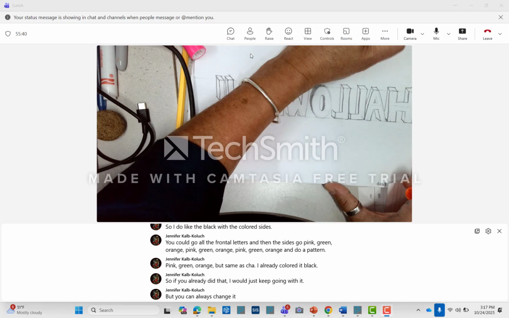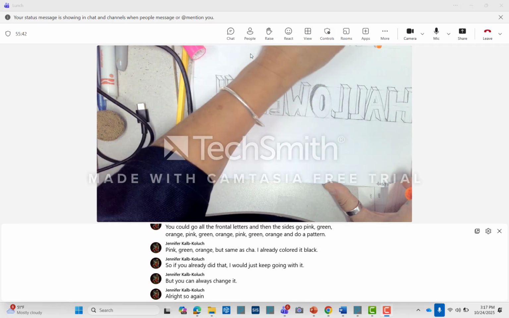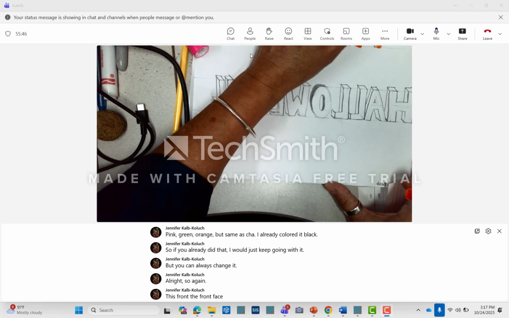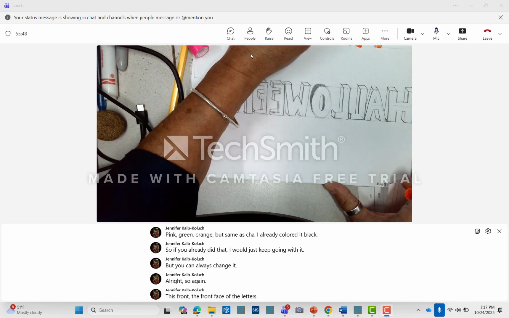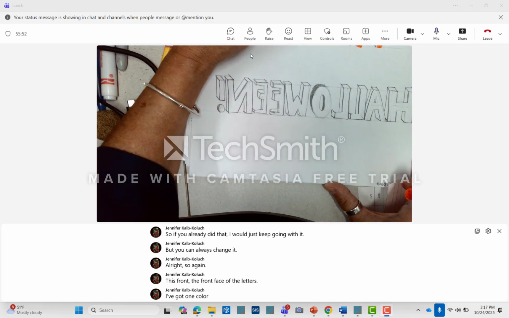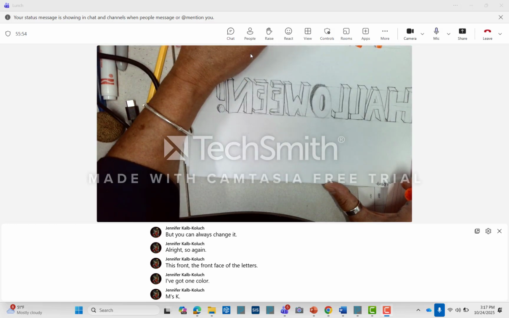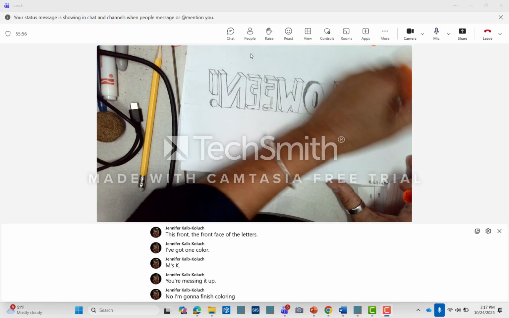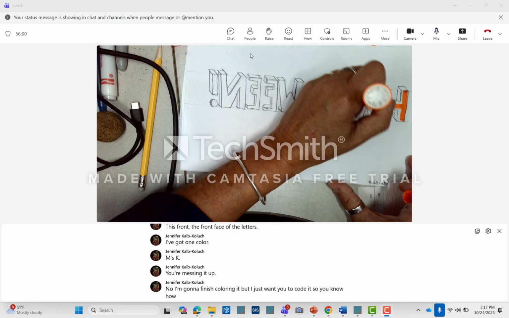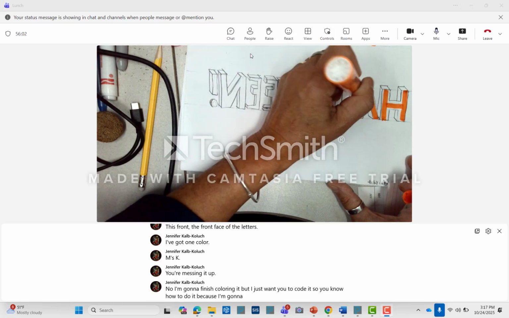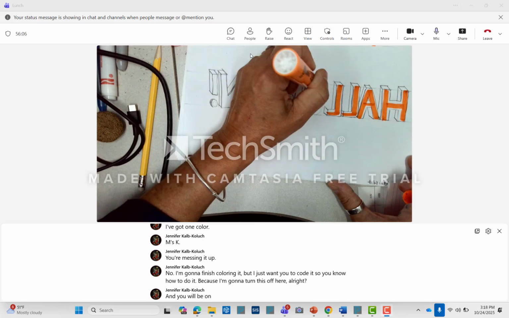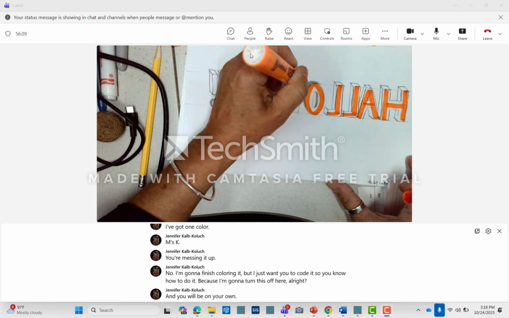All right, so again, the front face of the letters, I've got 1 color. Ms. K, you're messing it up. No, I'm going to finish coloring it, but I just want you to code it so you know how to do it, because I'm going to turn this off here. All right, and you will be on your own. You will be just fine.